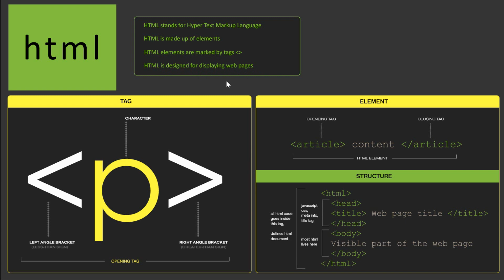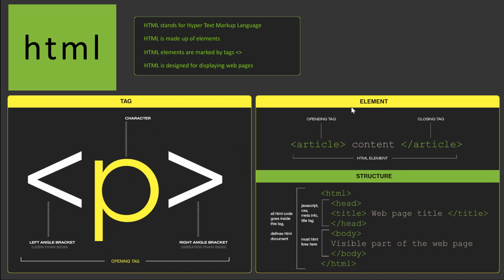So HTML is really not a programming language. We can say that HTML is a markup language, and it's made up of tags. So here under tag, you can see what the opening HTML tag looks like. It just consists of a left angle bracket, which is a less than sign. It consists of a character and a right angle bracket, which makes up the whole opening tag.